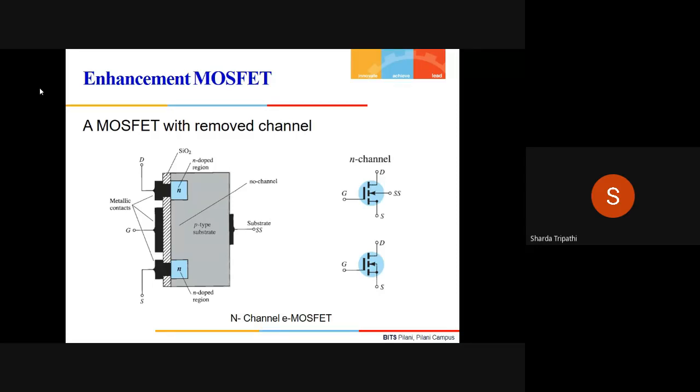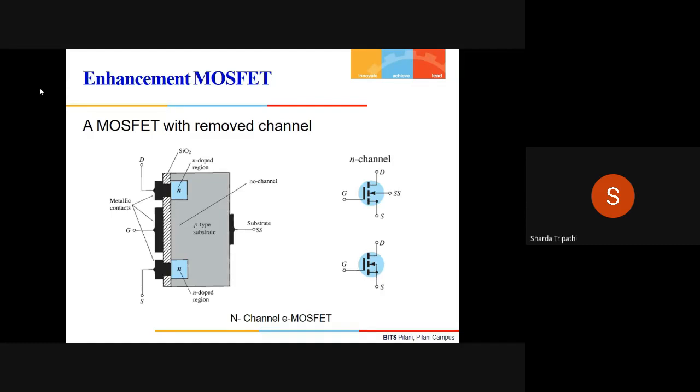When VGS is less than 0, it is said to work in the depletion mode. And when VGS was greater than 0, it was said to work in the enhancement mode. Also in the enhancement mode, the drain current observed in the depletion type MOSFET was greater than the maximum saturation current, that is IDSS. So this was a brief summary of FETs that we did so far.